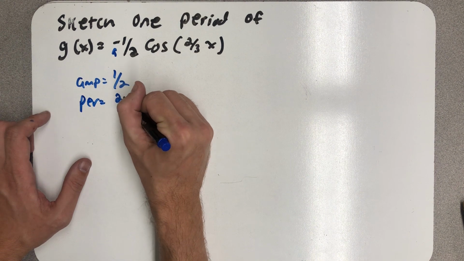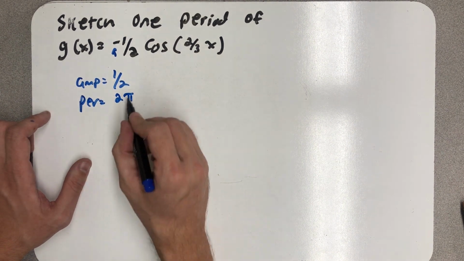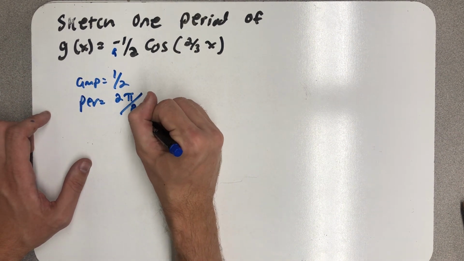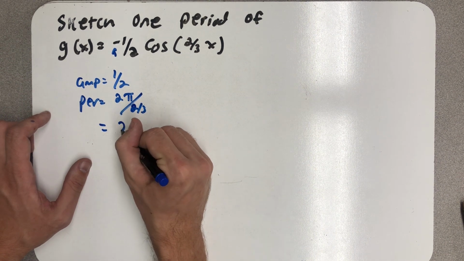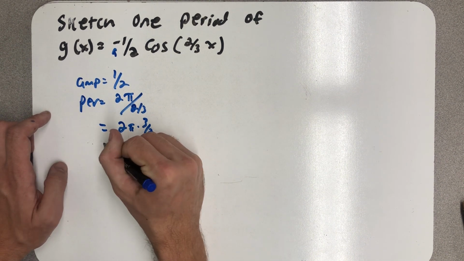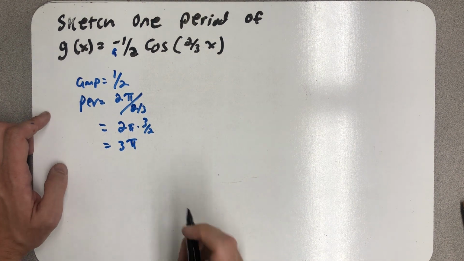The period, I take the original period of a cosine, 2 pi, divide it by that number on the inside in front of the x. And so let's see, that's going to be 2 pi times 3 over 2, which is 3 pi. There's my nice happy period.